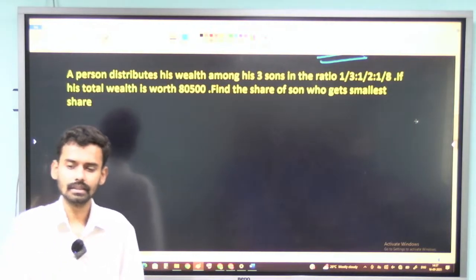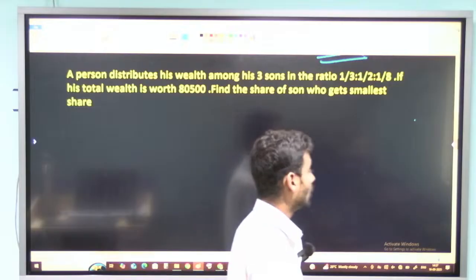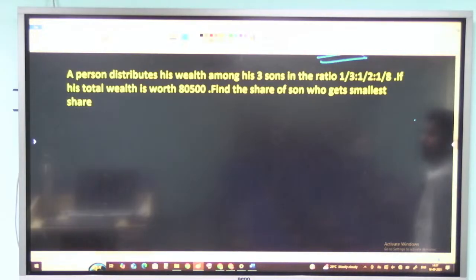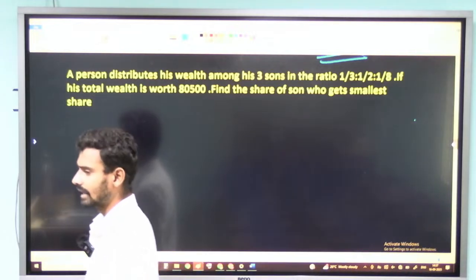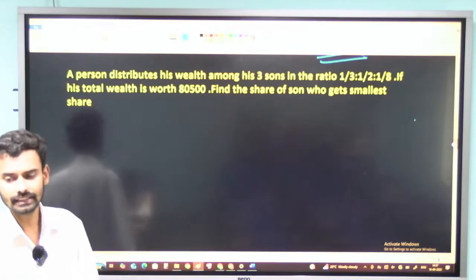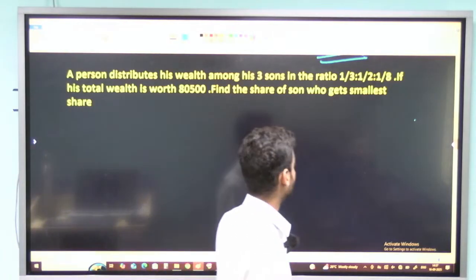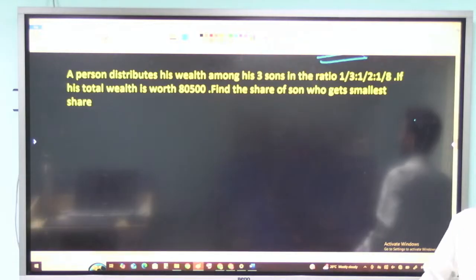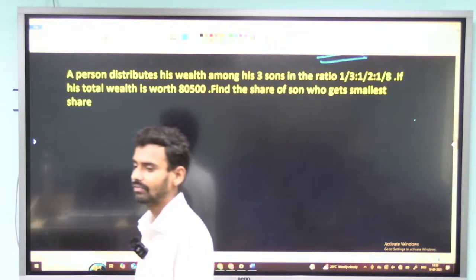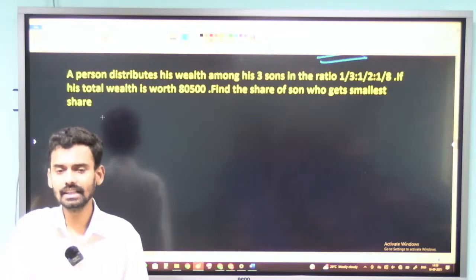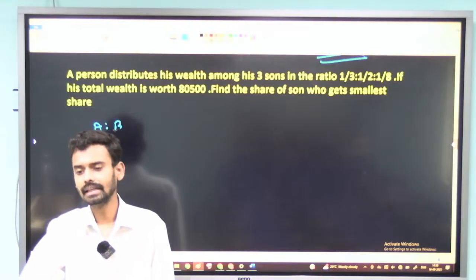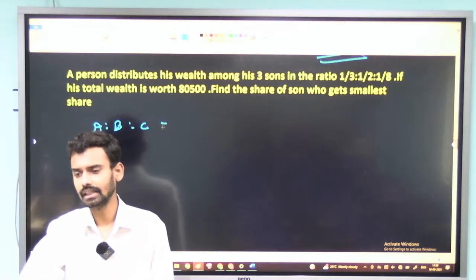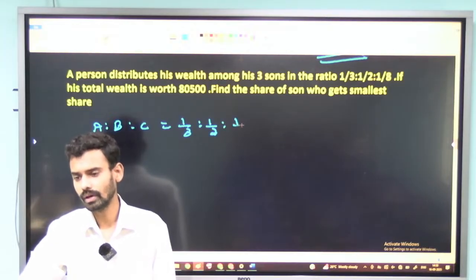Coming to the next question. A person distributes his wealth among his 3 sons in the ratio 1/3:1/2:1/8. If the total wealth is worth 80,500 rupees, find the share of the son who gets the smallest share. As we saw in the last class, we are not supposed to have fractions in the ratios. But here the question itself is given in terms of fractions. Let's take the three sons as A, B and C. So A is to B is to C is given as 1 by 3 is to 1 by 2 is to 1 by 8.